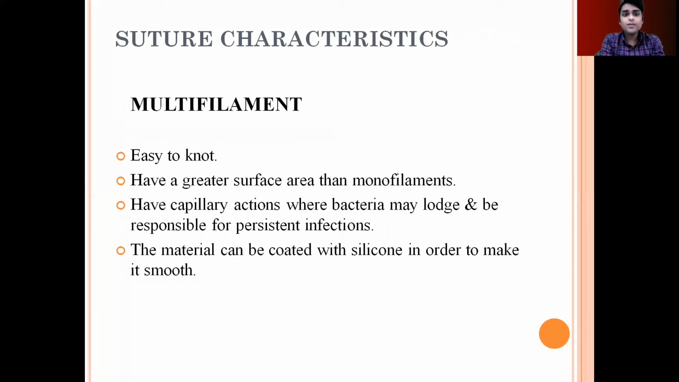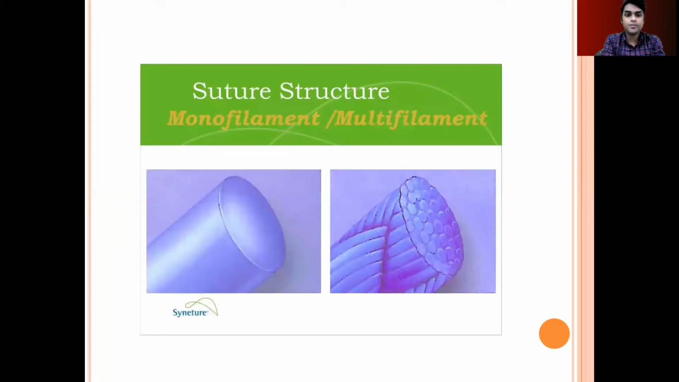But the multifilament sutures are easy to knot. They have a greater surface area than the monofilaments. They have capillary actions where bacteria may lodge and be responsible for persistent infections. The material can be coated with silicone in order to make it smooth. This image shows the monofilament as well as the braided form of multifilament sutures.